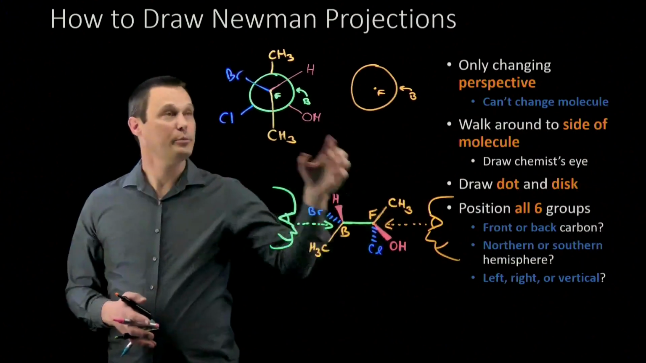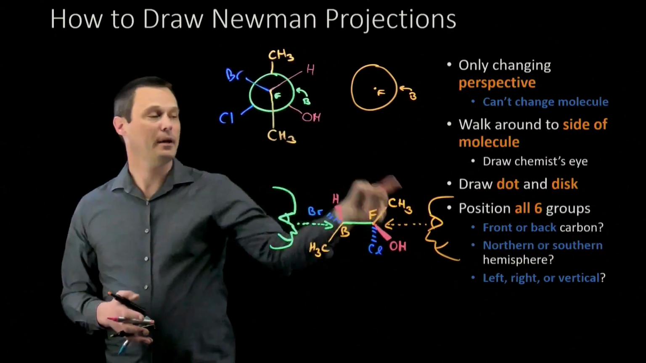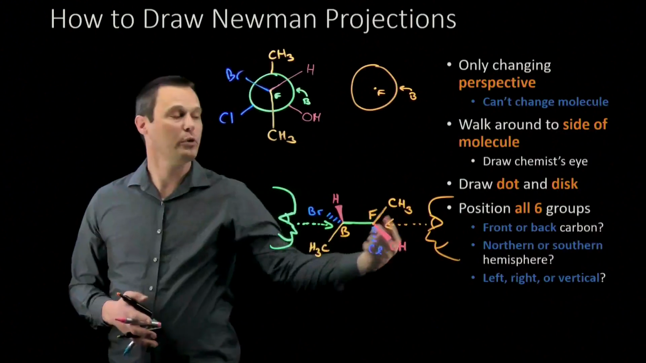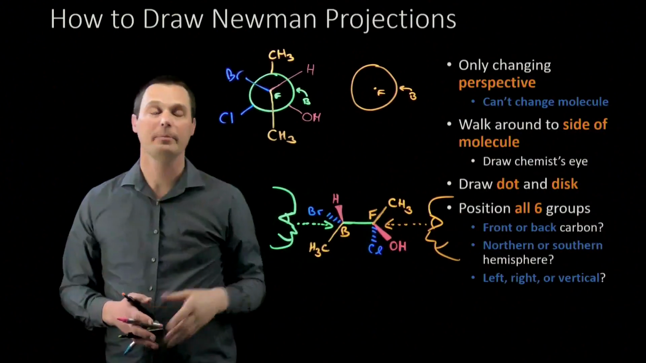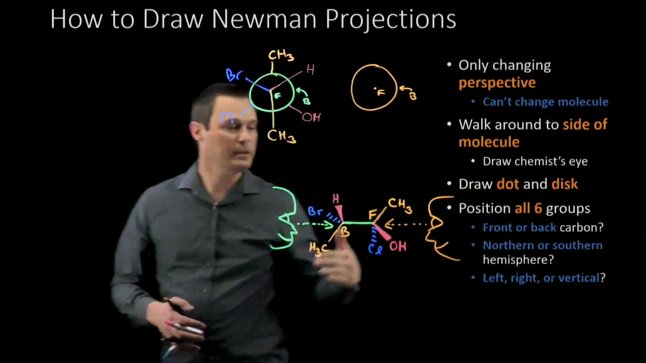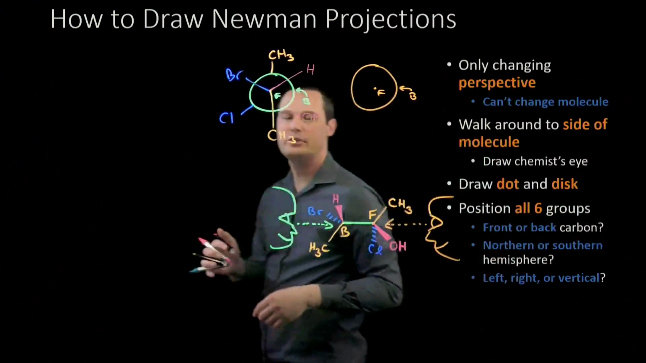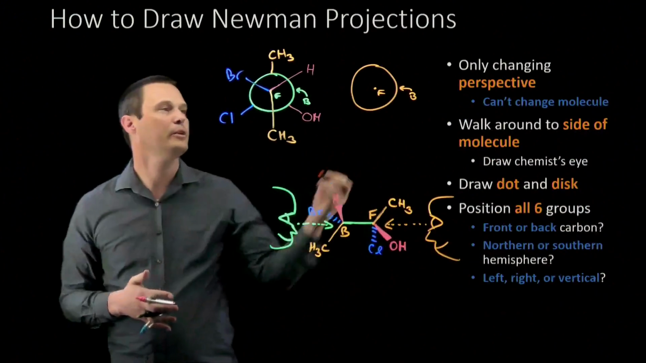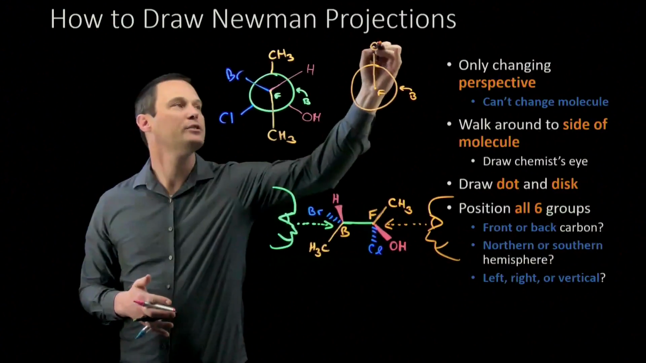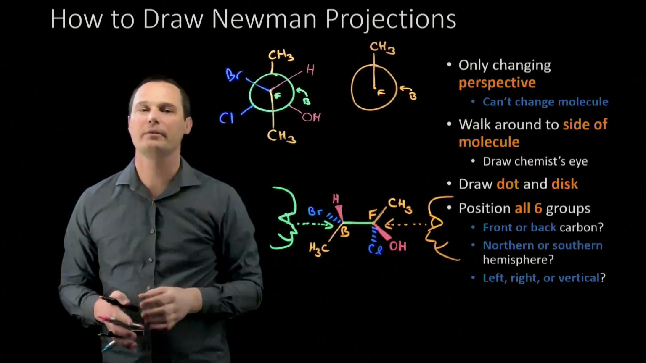Starting with this CH3 group, in the old Newman projection, it was attached to the back carbon. In the new Newman projection, with the new orientation, it's now attached to the front carbon. It's still up in the northern hemisphere, and it's still in the plane of the screen, so when I take my position, it's still going to be in that vertical position on the vertical axis of our molecule. The CH3 group will be attached to the front carbon in the northern hemisphere on the vertical axis.